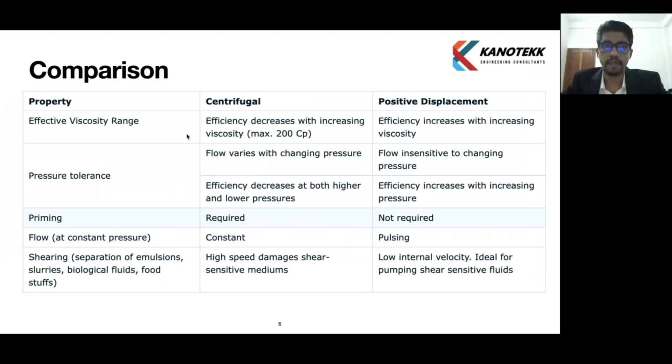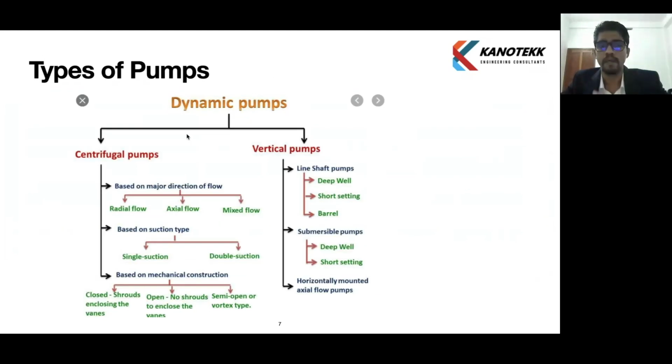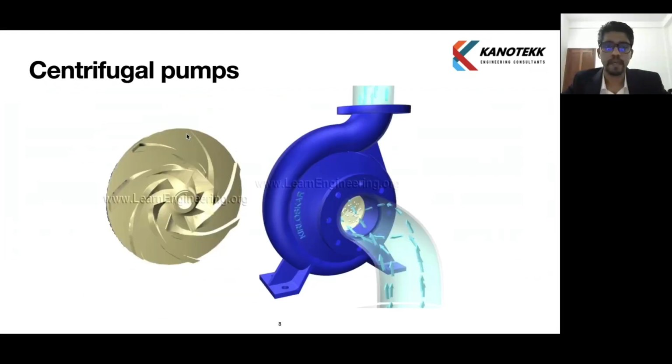Now we will see what types of pumps we have. Dynamic pumps are widely classified into centrifugal, vertical, and different types based on flow: radial flow, axial flow, mixed flow. We will see these types in detail. Similarly, we have different types of suction, like single suction and double suction, and also the shroud construction, etc. We will not go that deep, but we will see it in the next slides. Before discussing the centrifugal pump, we will see a video on it to get an idea of how it works.